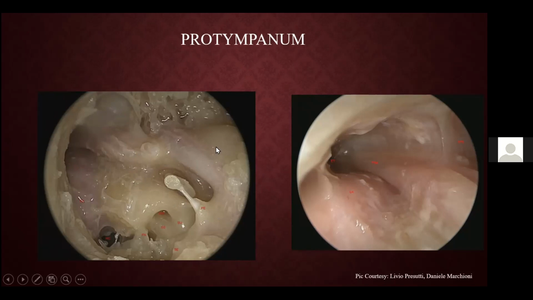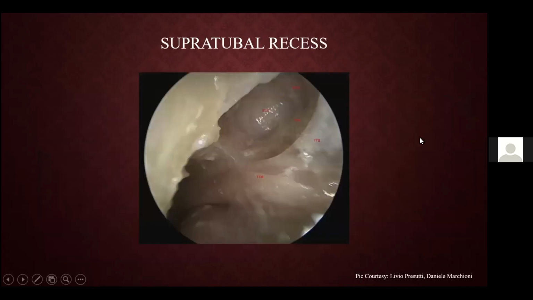It is related anteriorly and medially to the carotid canal, and superiorly will be the semi-canal for the tensor tympani tendon, and there is an extension superiorly of the protympanum, that is the supratubal recess. We also have two spaces or openings in the protympanum, that is the eustachian tube opening inferiorly and the superior extent, the supratubal recess. Let's discuss these two important spaces of the protympanum.